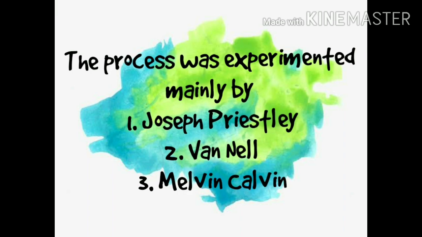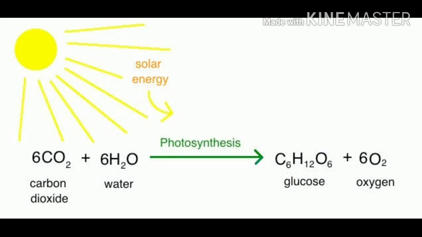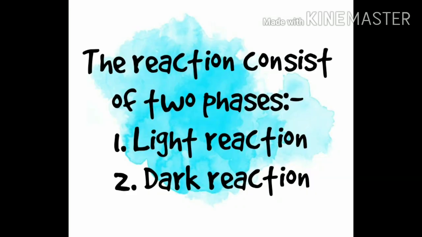Okay, so let's get into the equation of photosynthesis. In photosynthesis, carbon dioxide along with water in the presence of sunlight is converted into glucose, which is stored in the plants itself, and oxygen, which is released by the plants, and that is what we and all other organisms consume. The reaction of photosynthesis consists of two phases: light reaction and dark reaction. The former needs light while the latter does not need light.